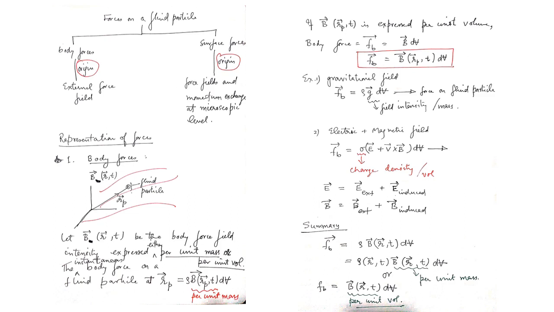We write it as a function of r and t because we allow for the variation of this force field intensity in space as well as time. In general, this external force field can be dependent not only on space but also on time at any given point in space. That's why mathematically we simply write it as B vector, a function of r and t.